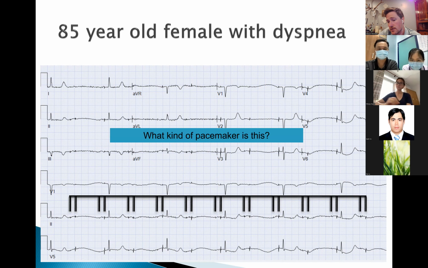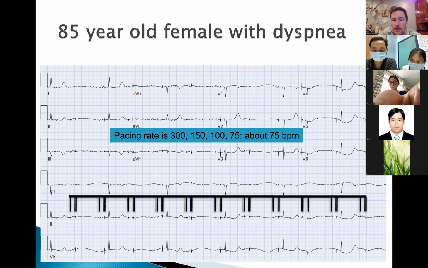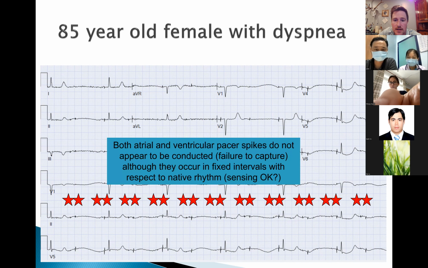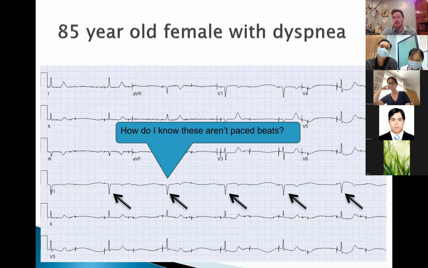Oh, so they're saying this is an AV sequential. So let's see. I guess there are two pacer spikes, but they're right after each other. And they're occurring at about 75 beats per minute. So, okay, here both the atrial and ventricular pacer spikes are not conducting at all. So I guess this narrow QRS is maybe coming from the AV node then, with AV node conduction, then we would have a narrow QRS. So maybe that's where the patient's native rhythm is coming from. So failure to capture with this.